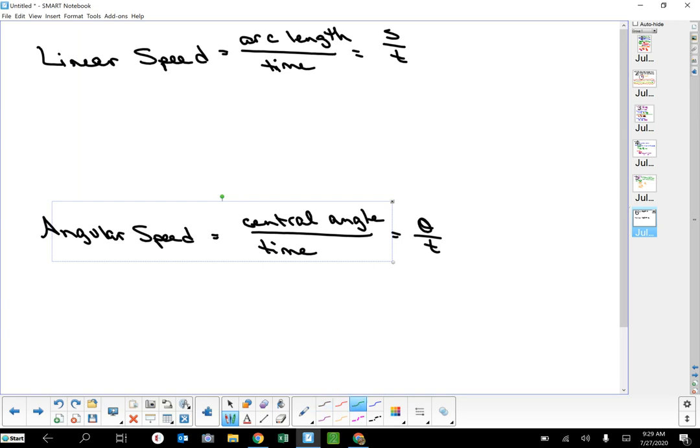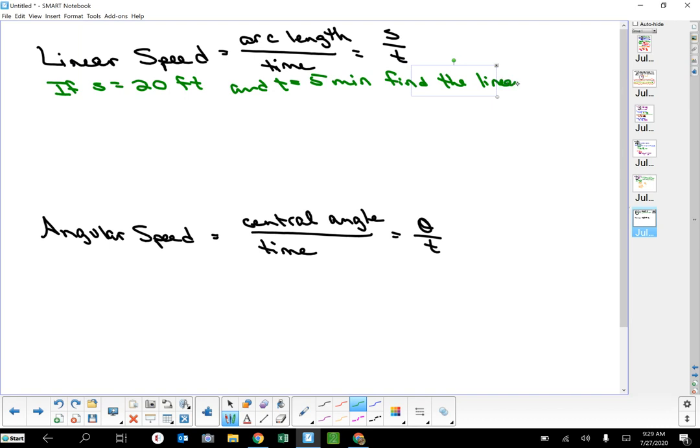So here's an example of using each one. The first one says if s equals 20 feet and t equals 5 minutes, find linear speed. So this is going to be linear speed is s 20 over t 5, and that's going to be 4 feet per minute. Okay? So this is pretty straightforward.